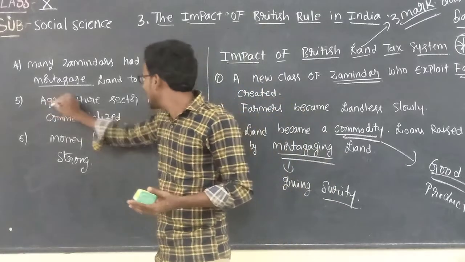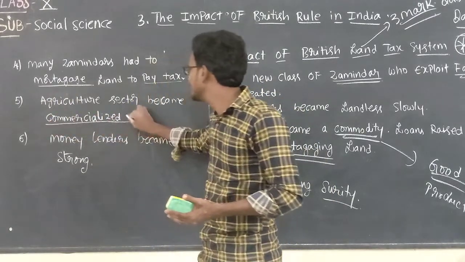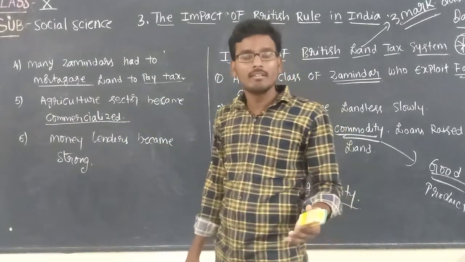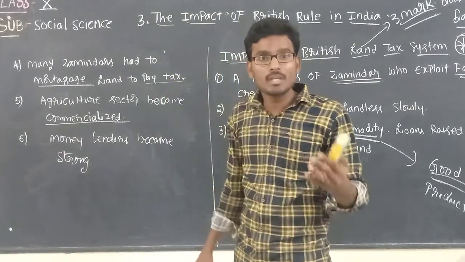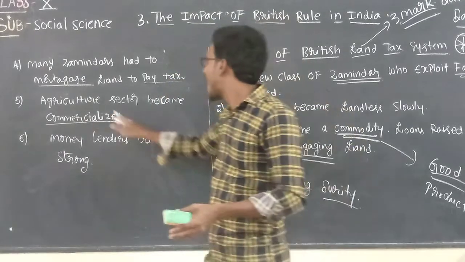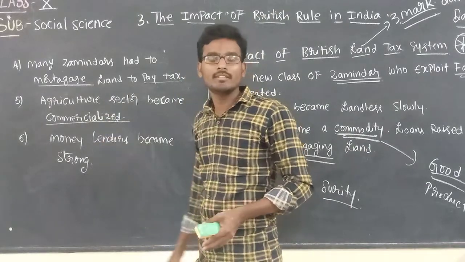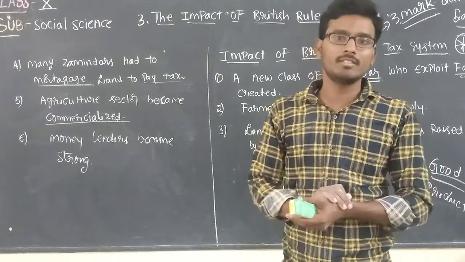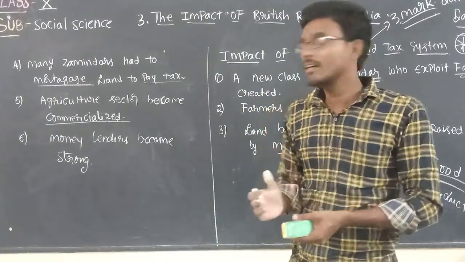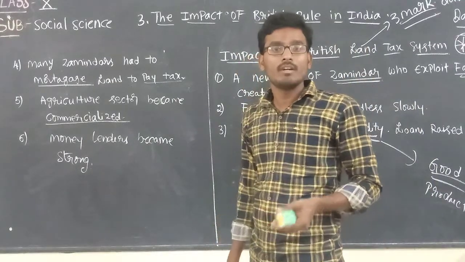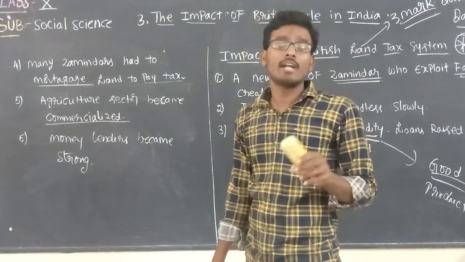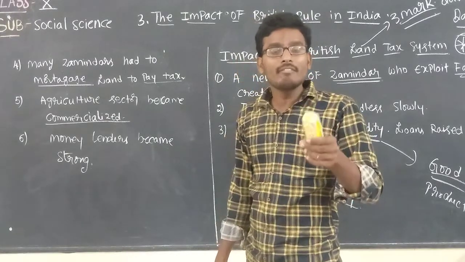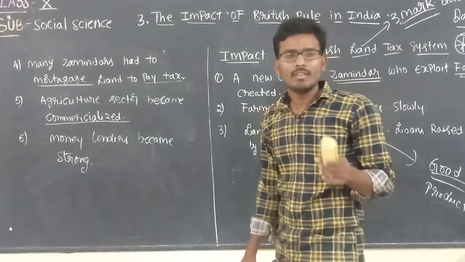And here, the agriculture sector was being commercialized. Commercialized means crops are cultivated for business purposes. Initially, in India, the farmers used to grow food grains. But after that, the Indian farmers were forced to cultivate the raw materials needed for the industries in England. I hope you are very clear.